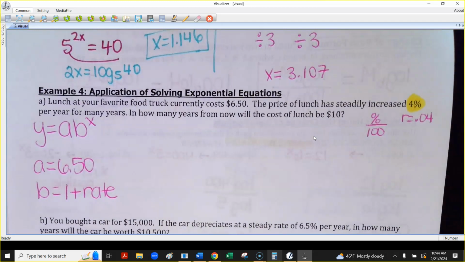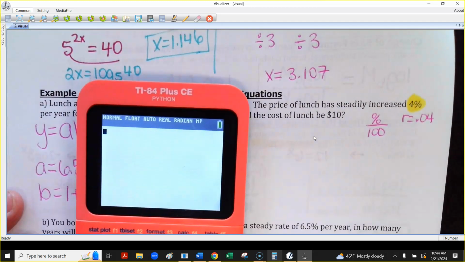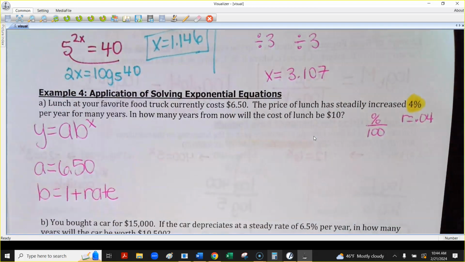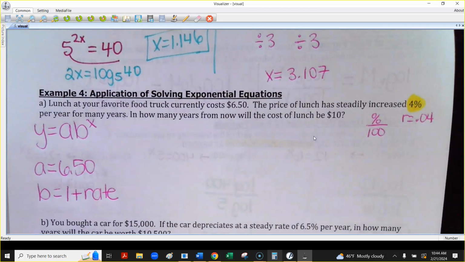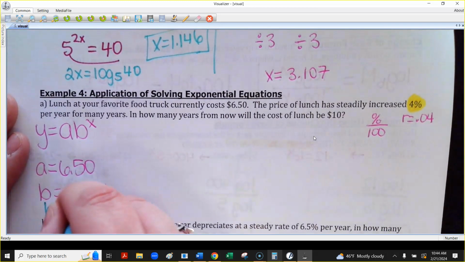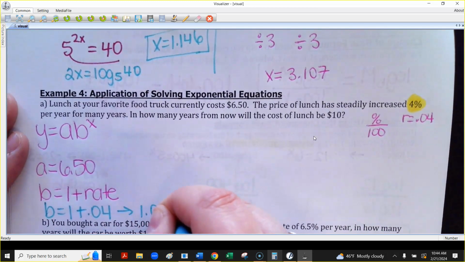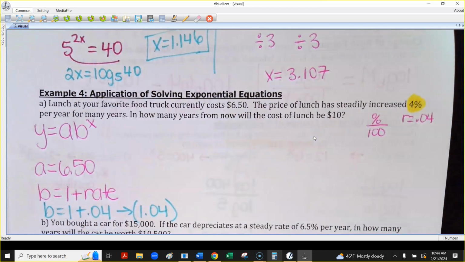Or if you want, just grab your calculator. Just literally do 4 divided by 100, and it'll tell you the decimal right then and there. You don't need the 0 in front. Whatever's easier for you. But to get my b value, I have to actually do 1 plus that 0.04. And so 1.04, that's what I'm going to use as my b value.